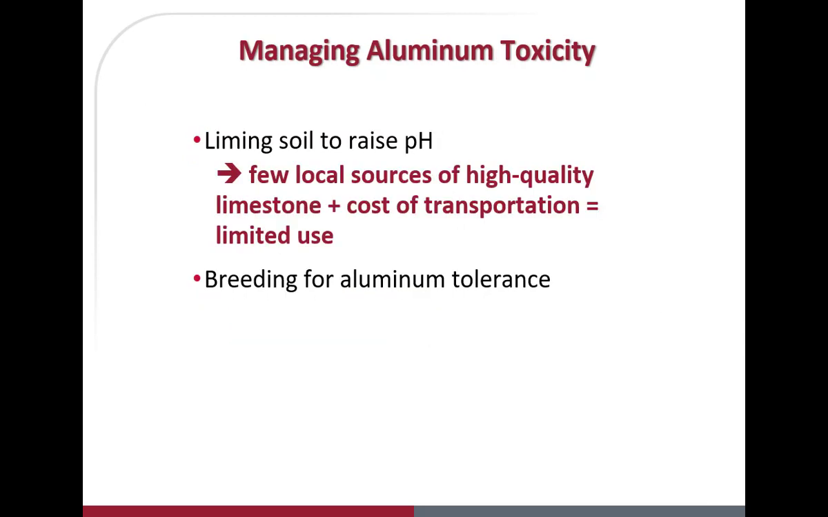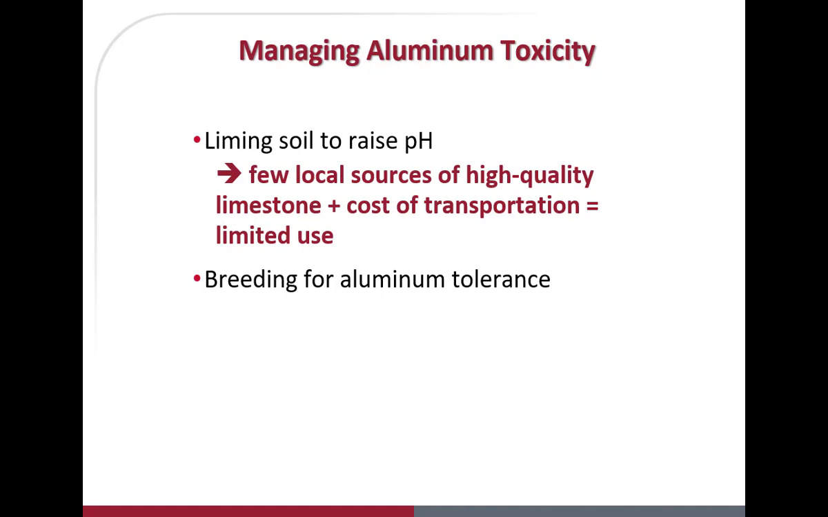Okay, so we've talked about liming, and Kurt did a great job of talking about some of the issues with liming, but liming to raise pH locally, part of the problem is few local sources of high quality limestone, plus the cost of transportation equals limited use. It costs a lot to get the material here and to spread. The other option for managing aluminum toxicity is breeding for aluminum tolerance.